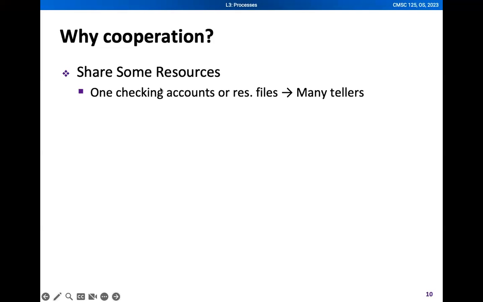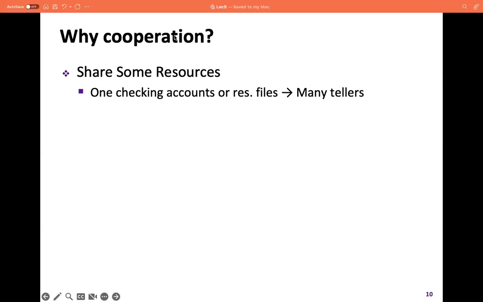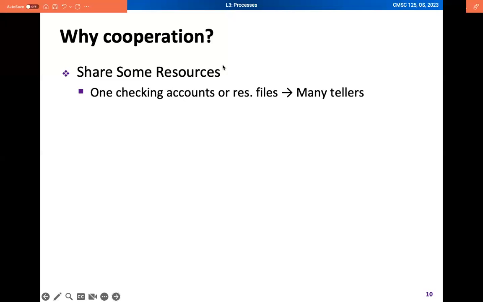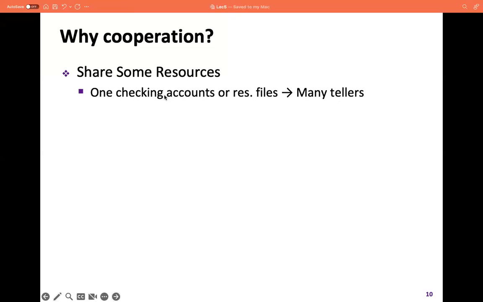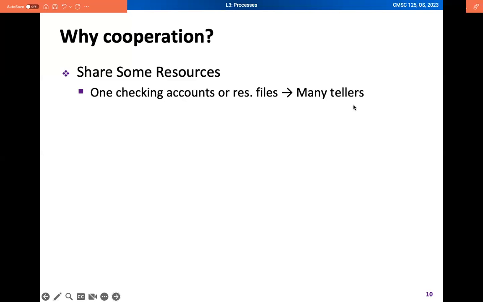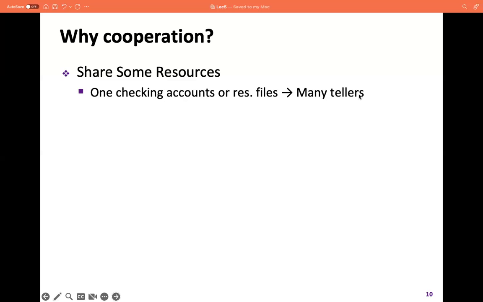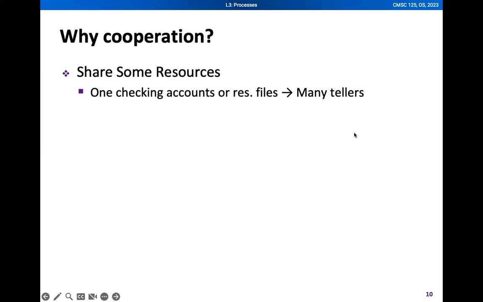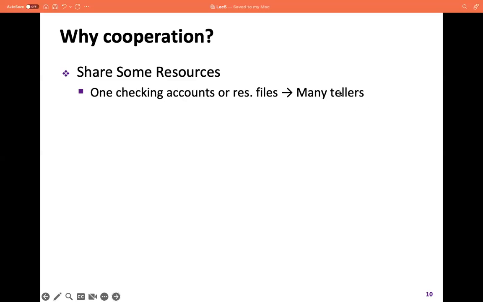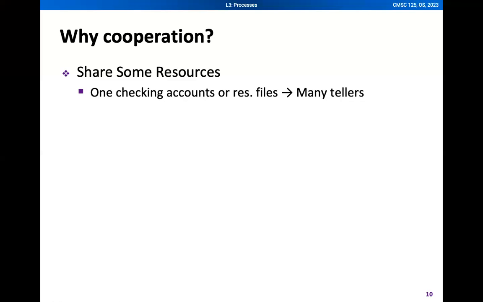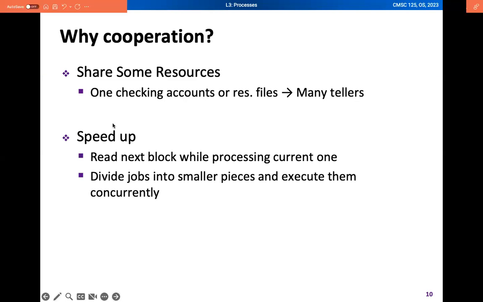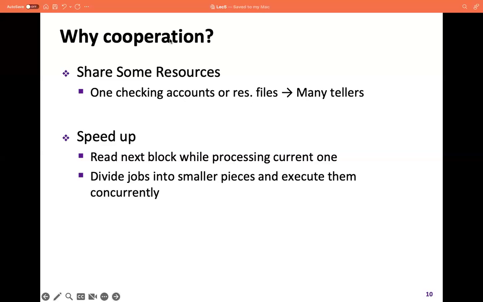So why cooperation? With cooperating processes, they can share some resources. For example, one could check the account. You can think of it like in a bank. There will be many tellers who will do different jobs, and we as clients can queue on these several tellers. Then we can also have a speed up with cooperating processes because they are sharing resources.